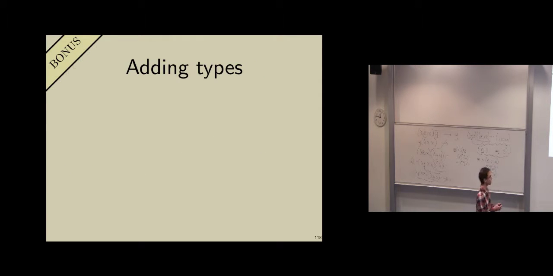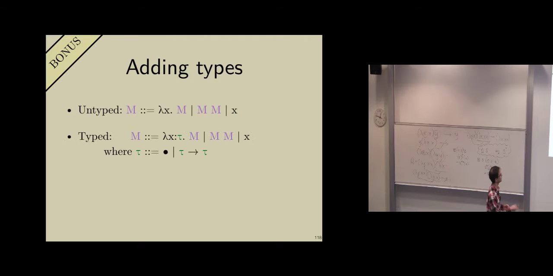But we can fix this by adding types. So the entire couple of lectures so far has all been about the untyped lambda calculus. Now we add types to the lambda calculus. You change the syntax just a tiny bit, where every time you have a function that takes an argument, you specify its type. This type could be inferred, but that's a separate issue.